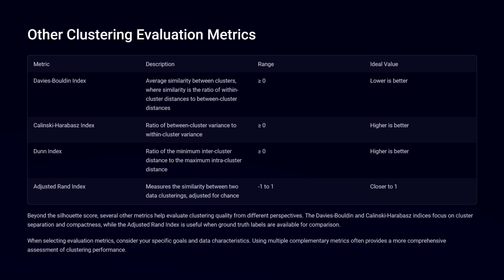Adjusted Rand Index. Description: measures the similarity between two data clusterings, adjusted for chance. Range: -1 to 1. Ideal value: closer to 1. Beyond the silhouette score, several other metrics help evaluate clustering quality from different perspectives. The Davies-Bouldin and Calinski-Harabasz indices focus on cluster separation and compactness, while the adjusted Rand index is useful when ground truth labels are available for comparison.